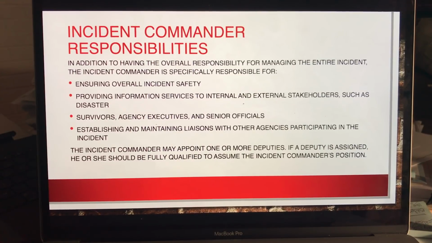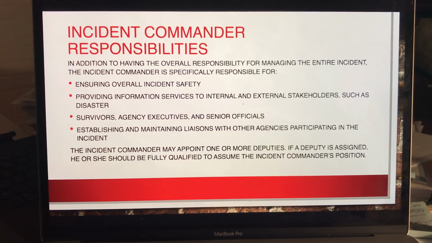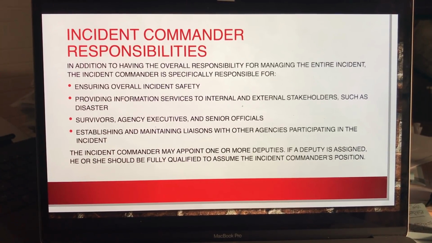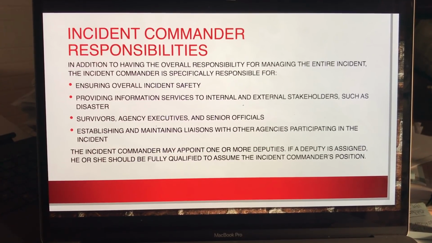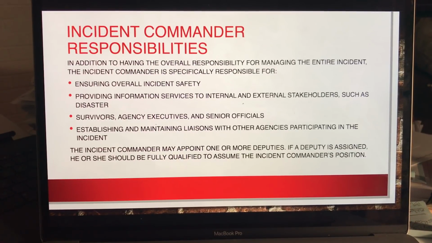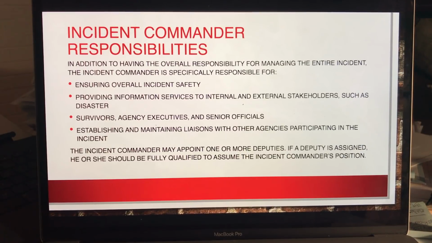Incident commander responsibilities: ensuring overall incident safety, providing information services to internal and external stakeholders, such as in a disaster, survivors, agency executives, and senior officials, and establishing and maintaining liaison with other agencies participating in the incident. The incident commander may appoint one or more deputies. If a deputy is assigned, he or she should be fully qualified to assume the incident commander's position.